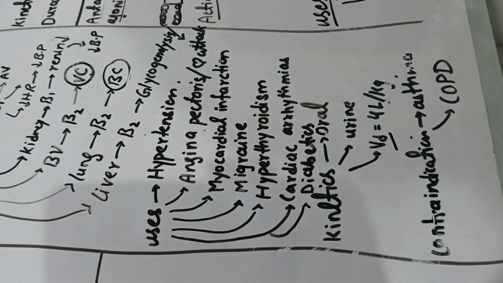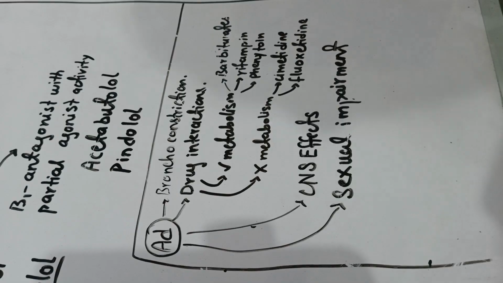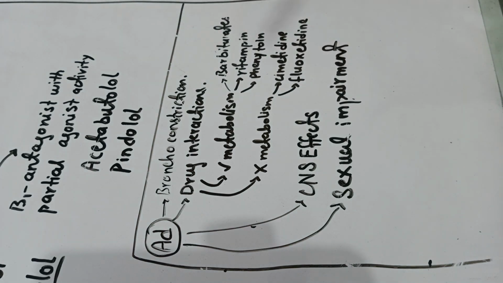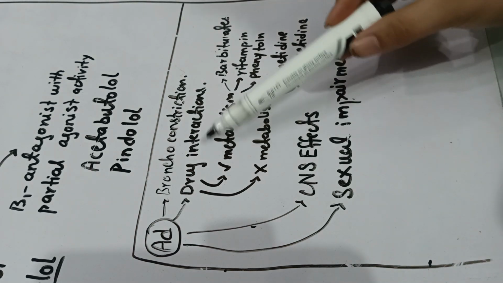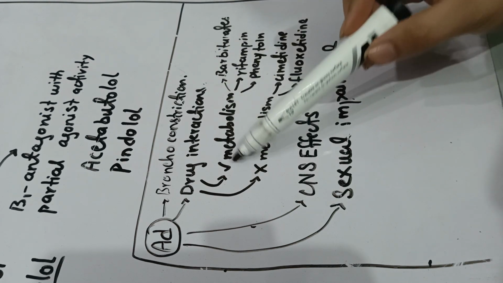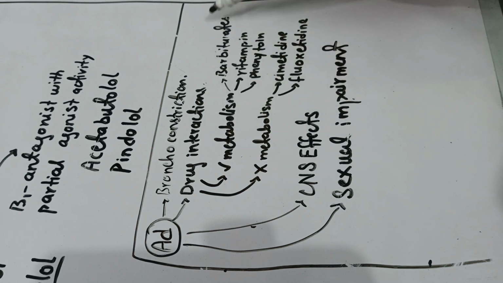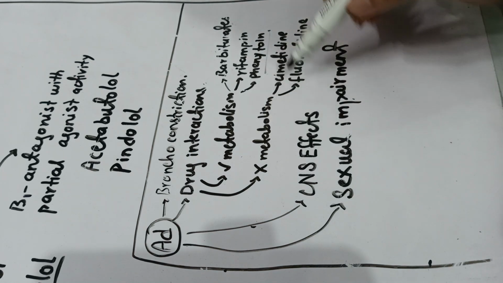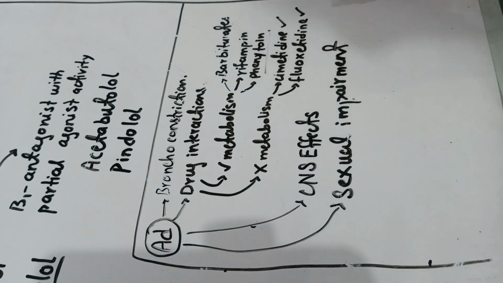Now let's discuss their adverse effects. Here are some adverse effects of propranolol. It can cause bronchoconstriction, so we cannot give these drugs to asthmatic patients. Then it can cause various kinds of drug interactions. Some drugs can stimulate its metabolism, like barbiturate, rifampin, and phenytoin. Some drugs inhibit the metabolism of propranolol. These drugs are cimetidine and fluoxetine.